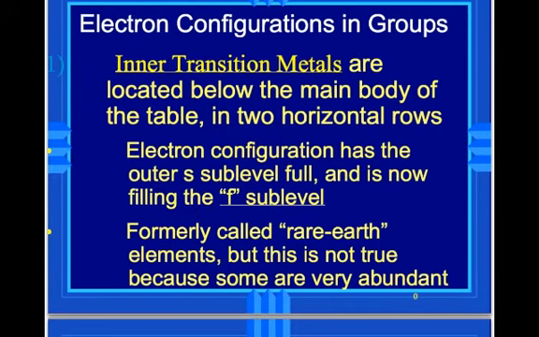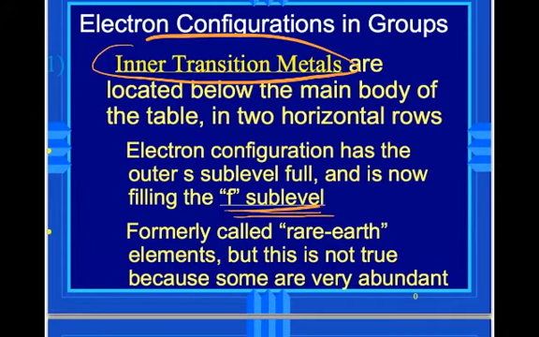Then we have the ones that are called the inner transition metals. If you've ever noticed, there are two rows that are kind of removed from the periodic table and shoved underneath. These are the ones that we would call the inner transition metals. These have an electron configuration where the F sublevel is starting to be filled. So again, inner transition metals, F sublevel being filled. They're formally called the rare earth elements, but this is not true because some of them we now know are very abundant.